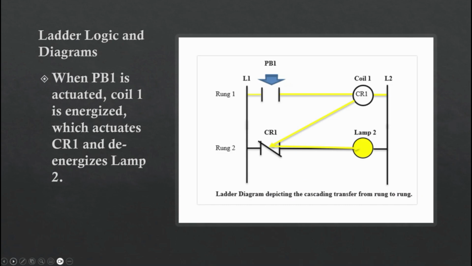Ladder logic and diagrams. When PB1 is actuated, coil 1 is energized, which actuates CR1 and de-energizes lamp 2. And here's our example. So you push PB1, that energizes the coil in CR1, and then the contacts on CR1 and rung 2 are closed. That's why it's showing as closed, and that energizes lamp 2.